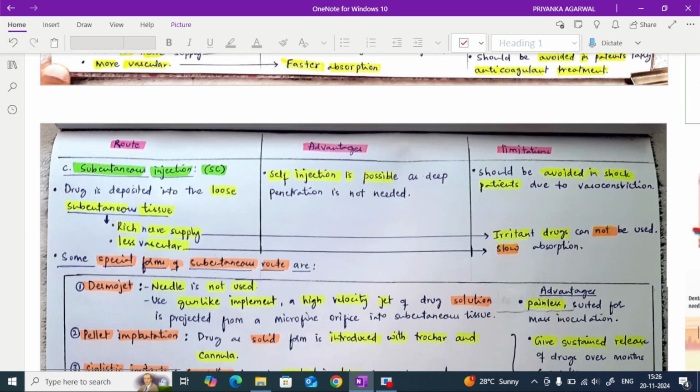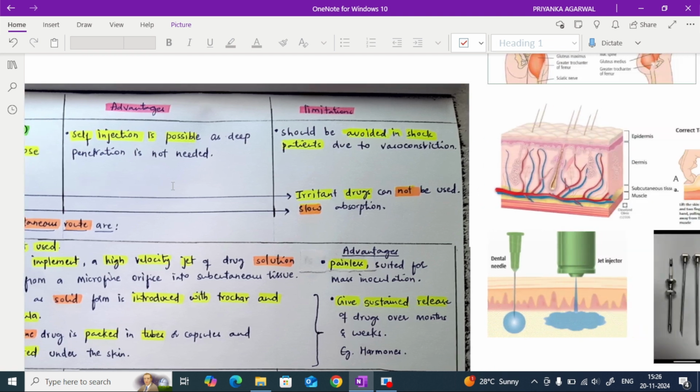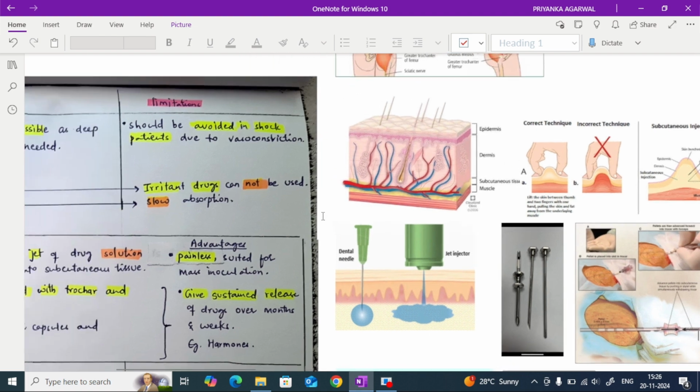Now we are coming to subcutaneous injection. Here the drug is deposited into the loose subcutaneous tissue. What do you mean by loose subcutaneous tissue? If you look at the diagram of the skin, we have epidermis, we have dermis, and below the dermis we have this yellow colored subcutaneous tissue. The drug is injected into this tissue.